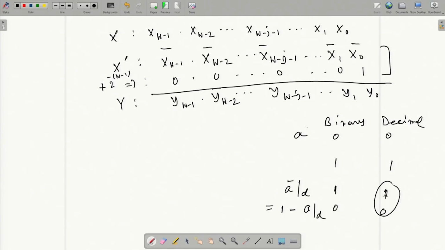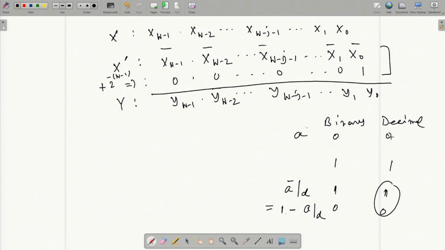A bar, see this value. When a is 0 in binary, then in decimal it is also 0. So, if you put that, then 1 minus 0 is 1. So, if a is decimal 0, a bar is decimal 1, 1 minus 0. If a is binary 1, in decimal domain it is decimal 1. If it is decimal 1, then what happens to a bar in decimal? A bar in decimal will be, by this formula, 1 minus 1, and that is 0, and so you are getting 0. So, this is verified, right?